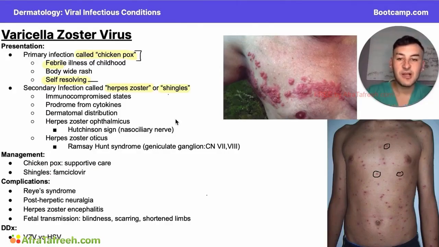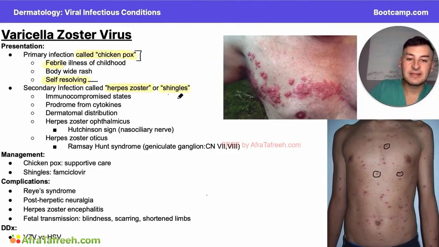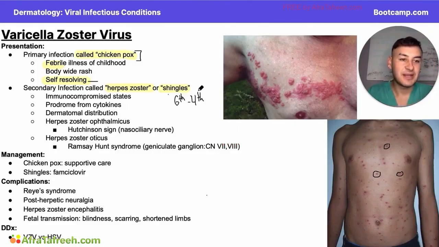Let's move on to talk about our secondary infection, which we call shingles, okay? So this is actually going to happen in the 6th to 4th decade of life, okay? So we're talking our 50-year-olds who are going to be getting shingles, or 60-year-olds who are going to get shingles, and it can happen in elderly as well. And this is a reactivation of VZV, okay? And what do I mean by reactivation? We talked about how these vesicular eruptions occur at the level of the skin, correct? In chickenpox and in shingles.